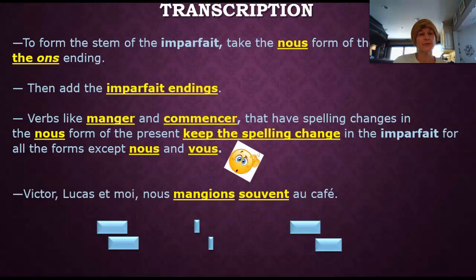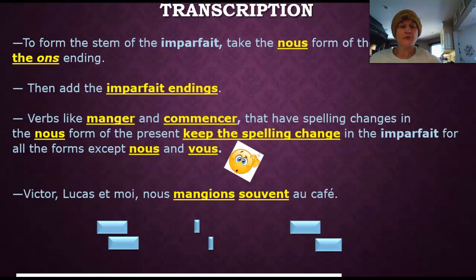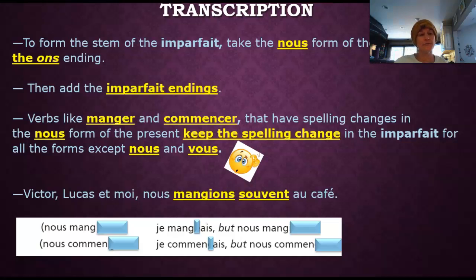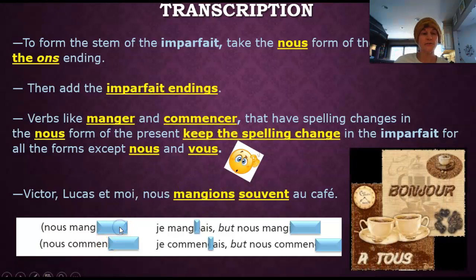For example, nous mangions souvent au café, so there's no change here for nous, but in the present tense, you have nous mangeons, and you have je mangeais. Nous commençons, je commençais, but nous mangions, nous commencions, because it's soft here, the J and the C, it's not G and K, okay? But this would be ga and ka without the J and the C.